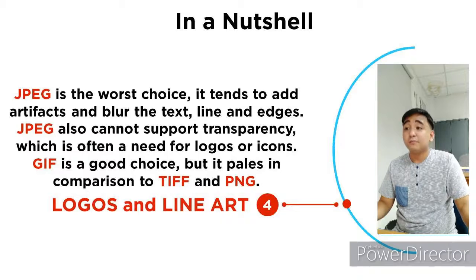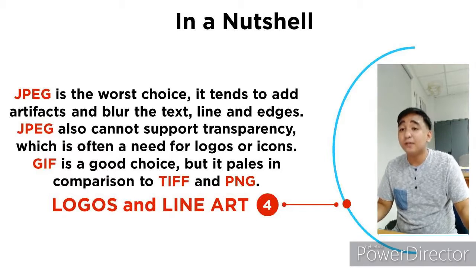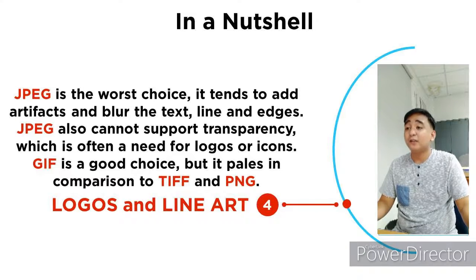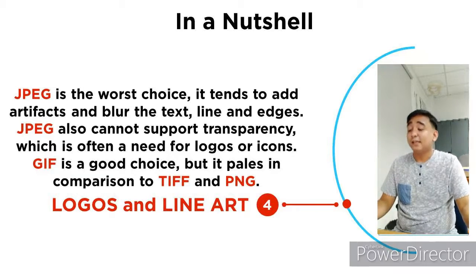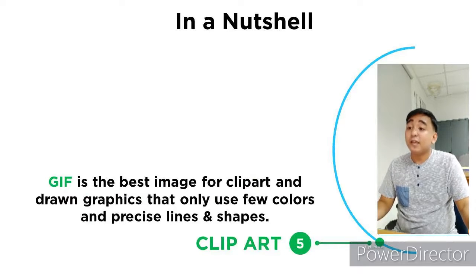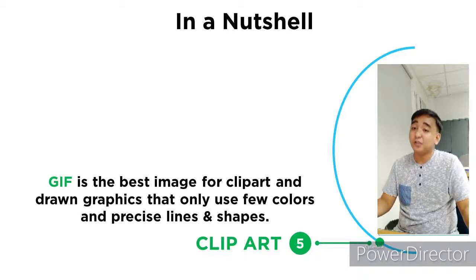GIF is a good choice, but it pales in comparison to TIFF and PNG. Both of the latter image formats are lossless, store as much image information, and are not limited to 256 colors, unlike GIF. They also don't add artifacts, which is the downfall of JPEG, and keep the logo or line art sharp and concise. Lastly, for clip art, GIF is the best image format for clip art and drawn graphics that only use few colors and precise lines and shapes.